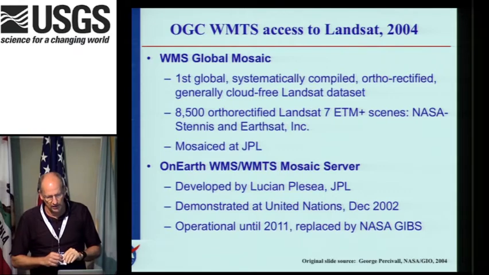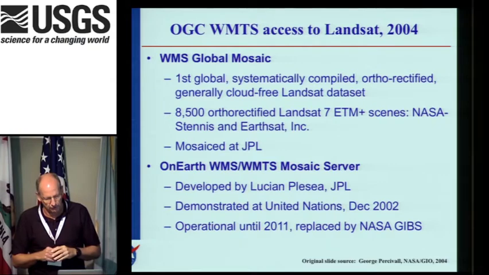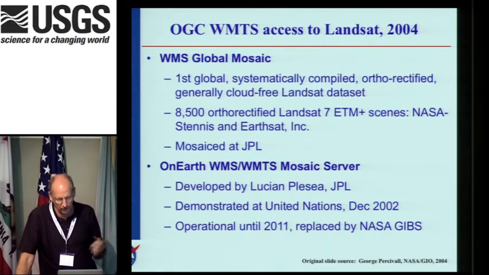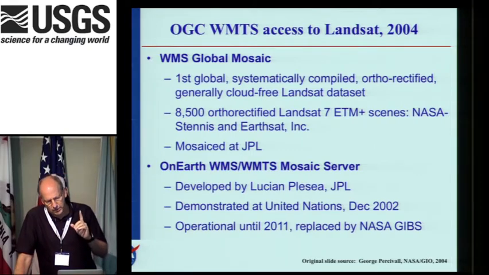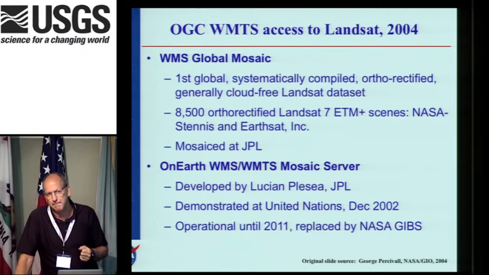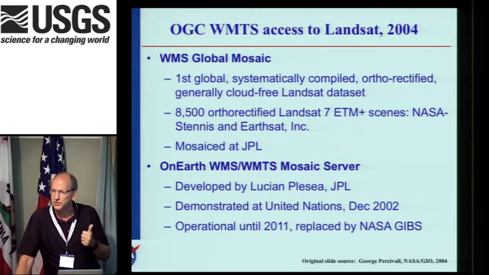So going back a little bit, WMTS access to Landsat in 2004 used to be part of a NASA office called the Geospatial Interoperability Office. It was previously called the Digital Earth Office. We got a bunch of Landsat data that came through Stennis as the Landsat Science Data Buy: 8,500 orthorectified Landsat 7, mostly cloud-free scenes. 8,500 because that's what it takes to cover the land surface of the Earth. Those were shipped out to JPL.